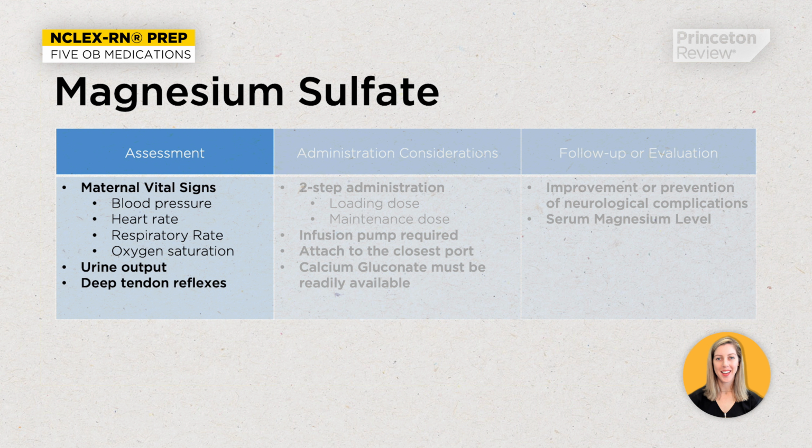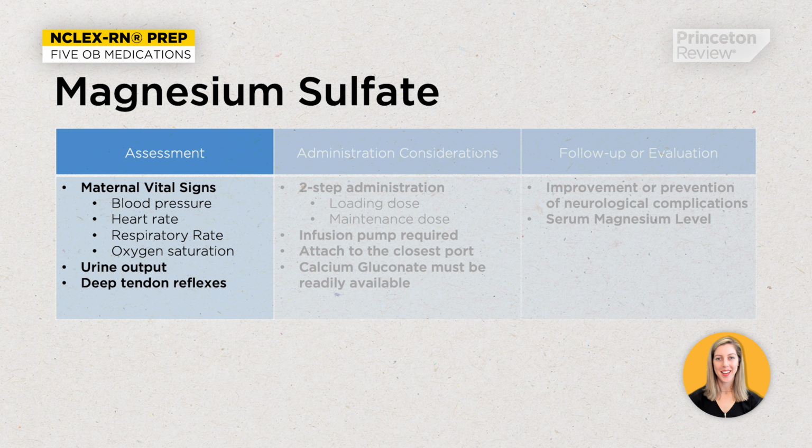For the assessment, magnesium sulfate is considered a high-risk medication because it can cause serious cardiac and respiratory complications if toxicity occurs. The nurse will do specific assessments to monitor the client for signs or symptoms of magnesium toxicity. First, the nurse will frequently assess the client's blood pressure, heart rate, respiratory rate, and oxygen saturation, looking for any signs of respiratory depression or cardiac abnormalities.